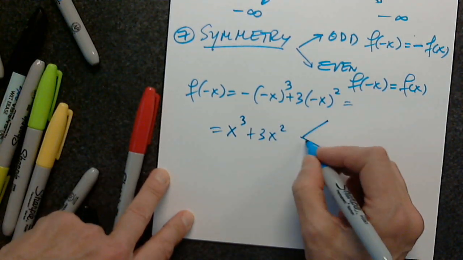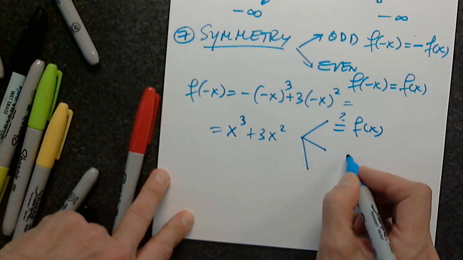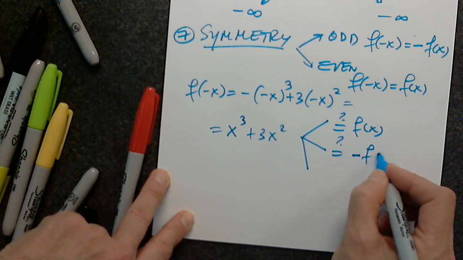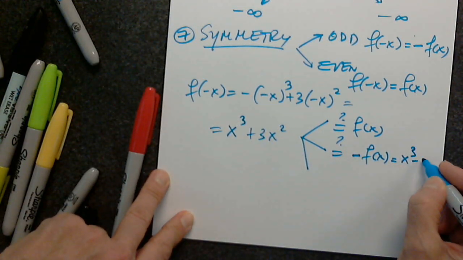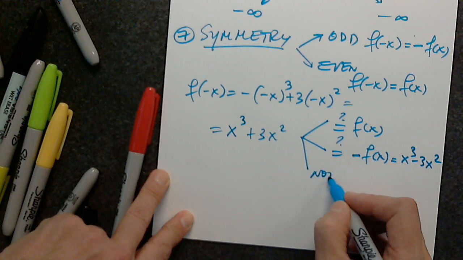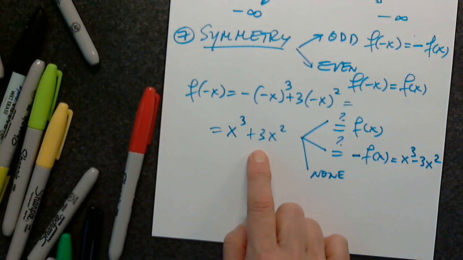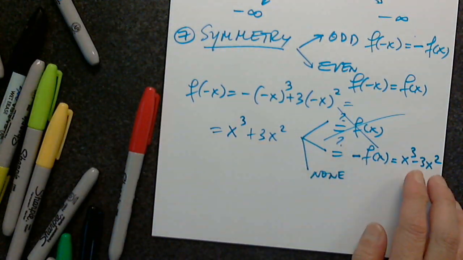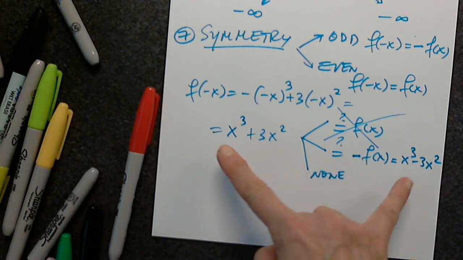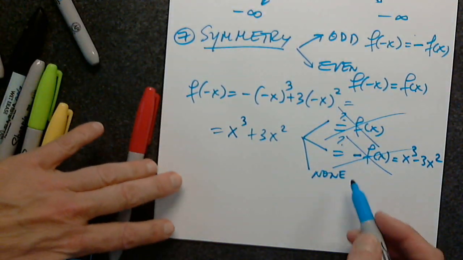So now I'm asking myself 3 questions. Does this equal the original function? Does this equal the opposite of the original function, which will be negative x to the third minus 3x squared, or none of the above? Is this the same as the original function? No. So the function is not even. Is this the same as the negative f of x? Are they the same? No. So the function is not symmetric.